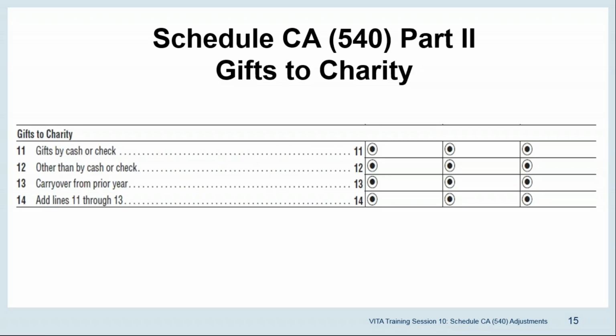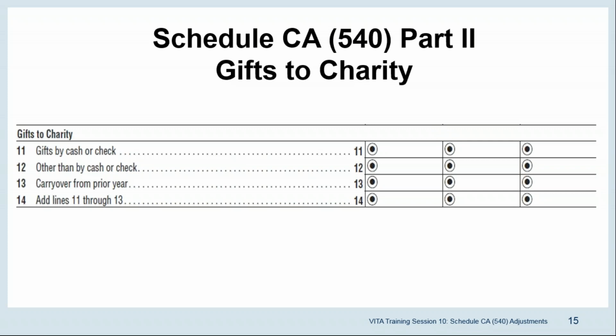Gifts to charity. For lines 11 and 12, California does not conform to the new federal deduction up to 60% of AGI. California limits your deduction to 50% of your federal AGI. You will need to enter the difference between federal and state law in column B, line 11 and 12. If you made a donation by cash or check, the adjustment would go on line 11, and donations made any other way, for example, a bag of clothes, the adjustment will be made on line 12.